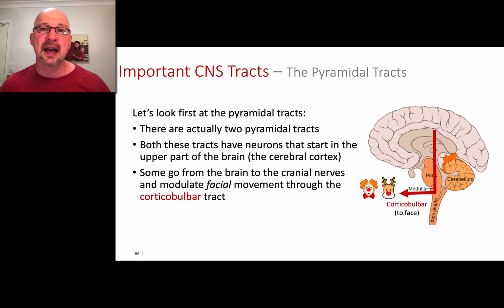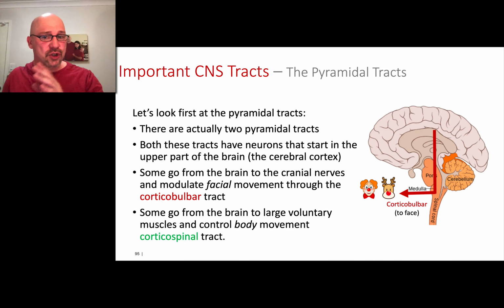So sometimes I'll ask on an exam, your patient is smiling. Explain the tract that those impulses are going through for the smile to occur. And I'm expecting people to say it's the cortical bulbar pyramidal tract. Easy.